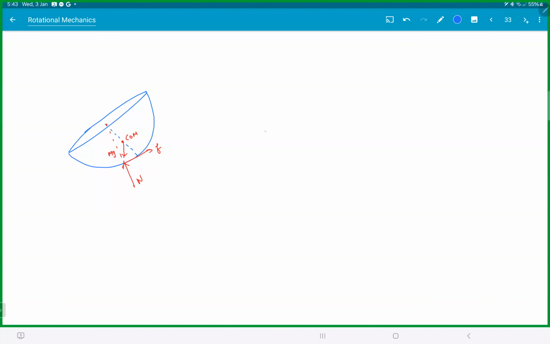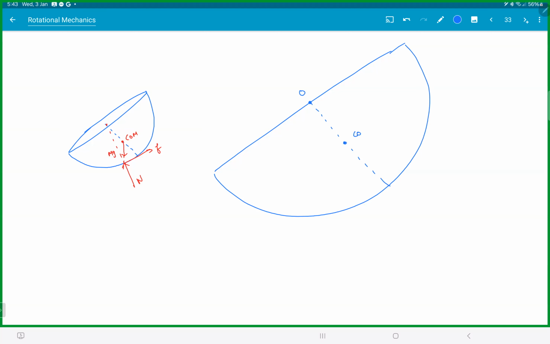Now, if I draw something a little bigger here, I'll just draw it like a line. So this was the center. Let's call it O. This was your center of mass. Let's call it C. This is the point where it is touching the incline.